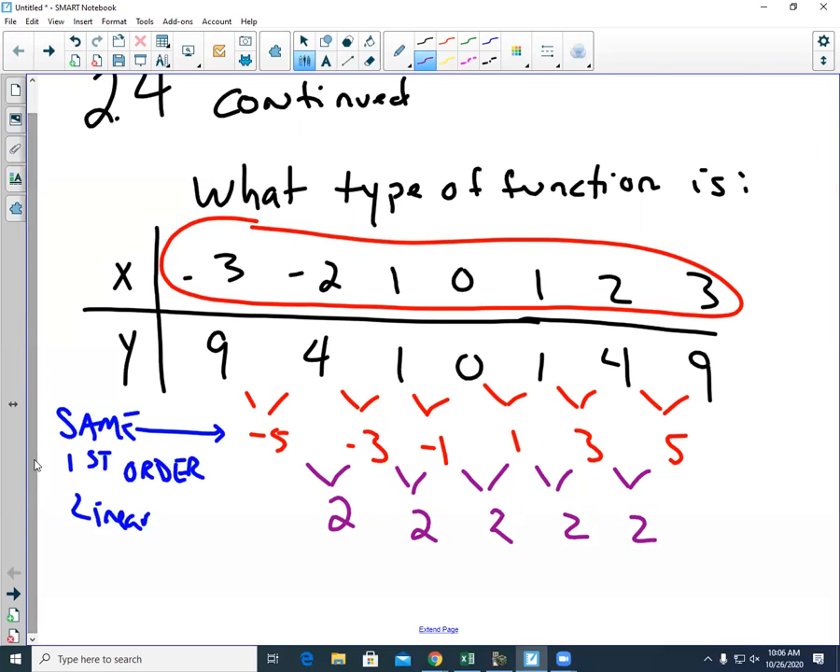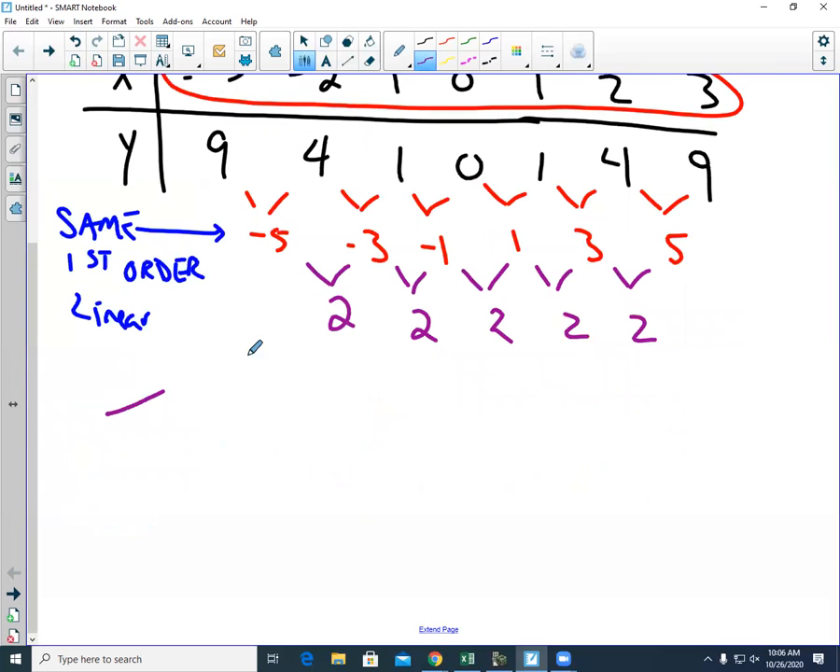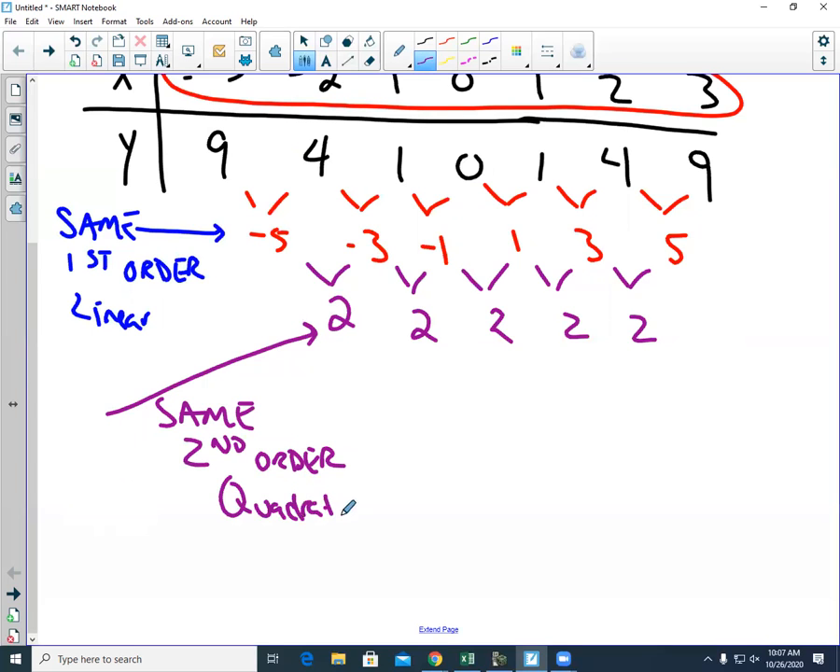Now again, we do the same thing that we did last time, and we compare these numbers. If these numbers are the same, they are called the same second order difference, which means that this would be quadratic. Okay, so if they are the same after the first time you do it, it is called linear. If they are the same after the second time you do it, it is called quadratic.